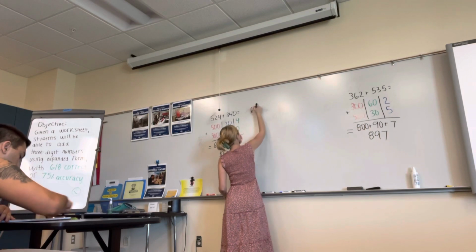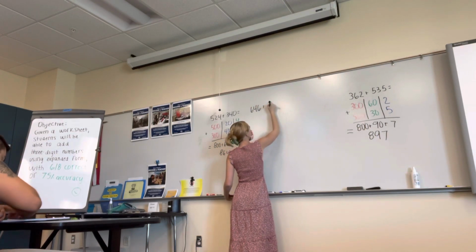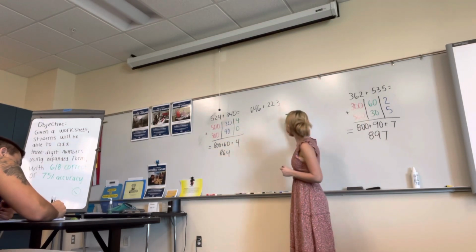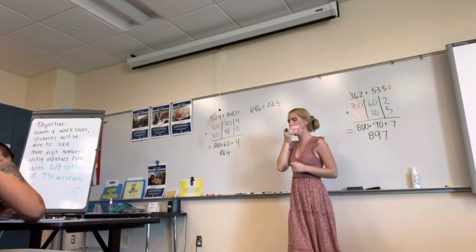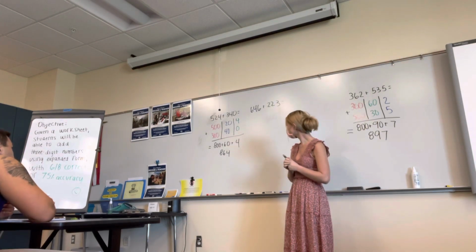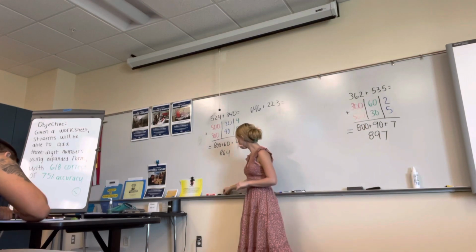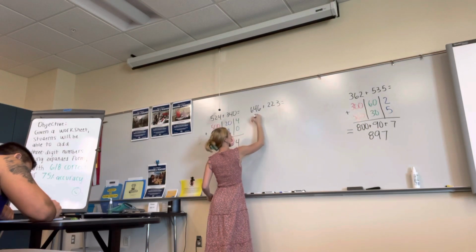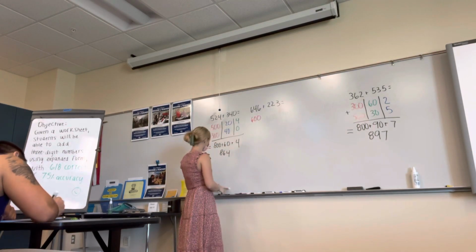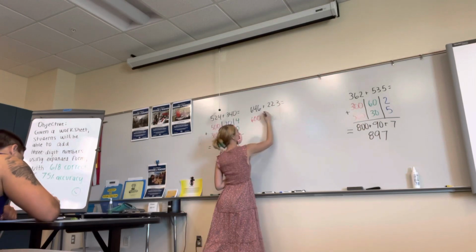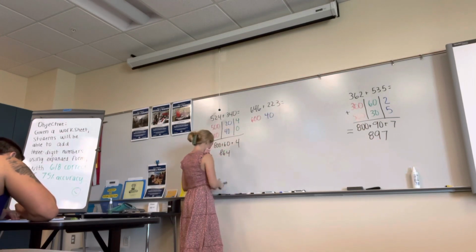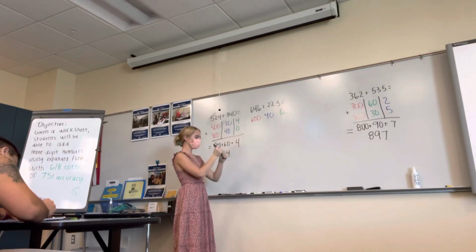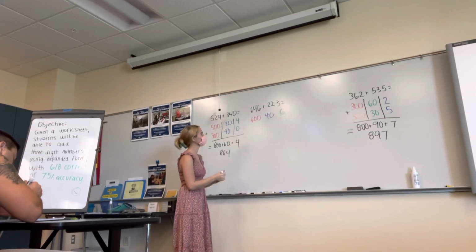646 plus 223. What is our first step? Joseph, do you know what our first step is? Put them into expanded form. Put both numbers into expanded form. So for the hundreds, we have 600. For the tens, we have 40. And for the ones, we have 6. Now, remember, we want to line up our numbers.